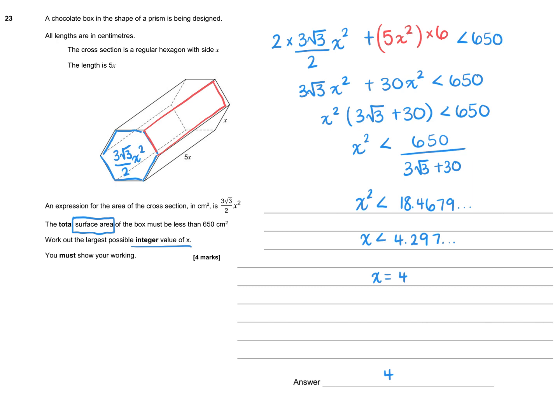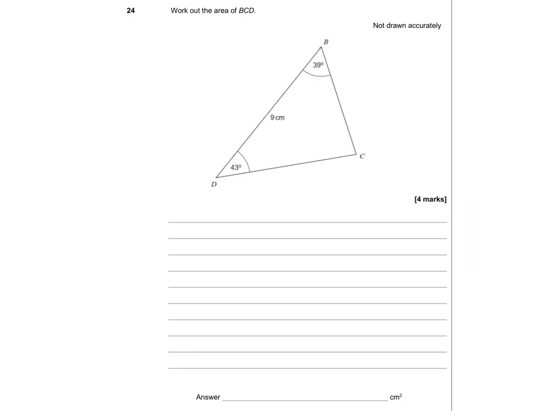There we go. All right, for question 24, we're looking to work out the area of this triangle BCD. Now, don't forget, in your exams, you're going to get given those formula sheets, so you need to make sure that you know where to look up these formulas. So for this one, I can already see, because they've given me the angles, I need to use my area of a triangle from trigonometry.